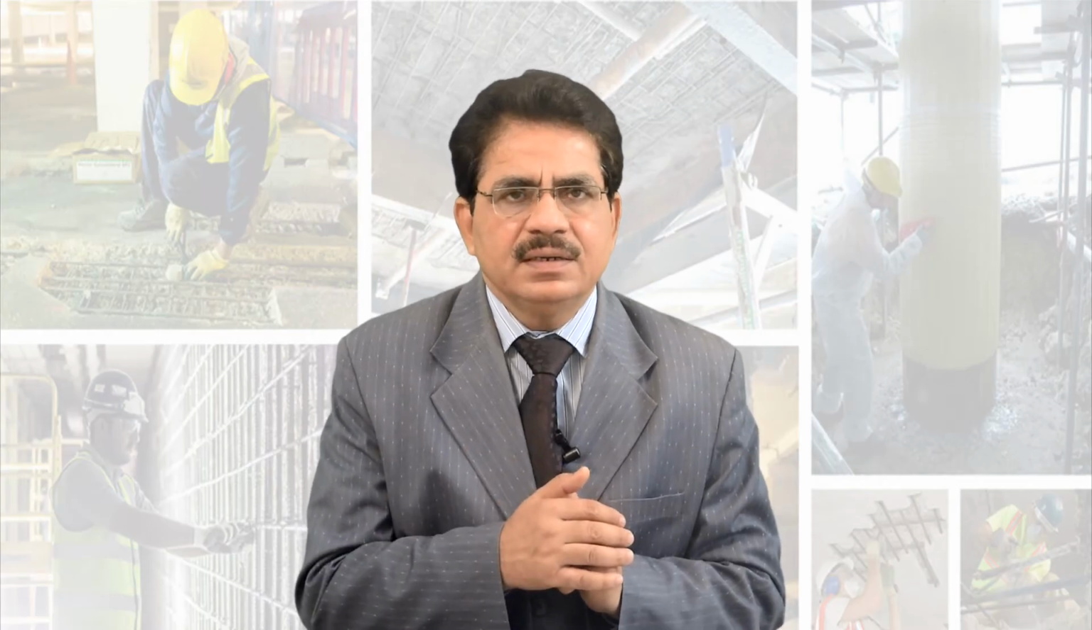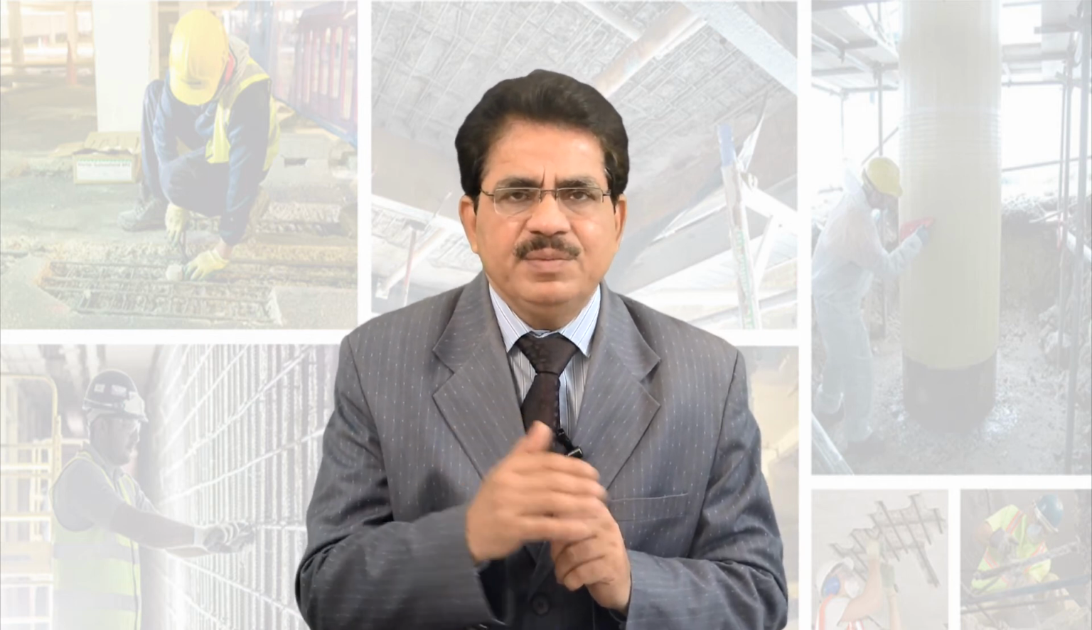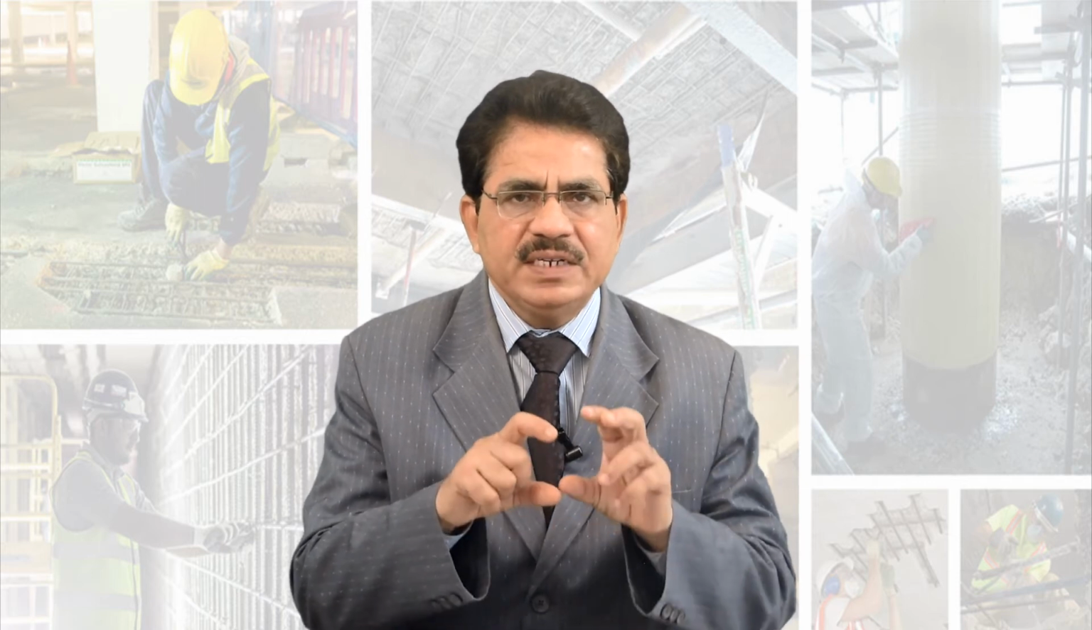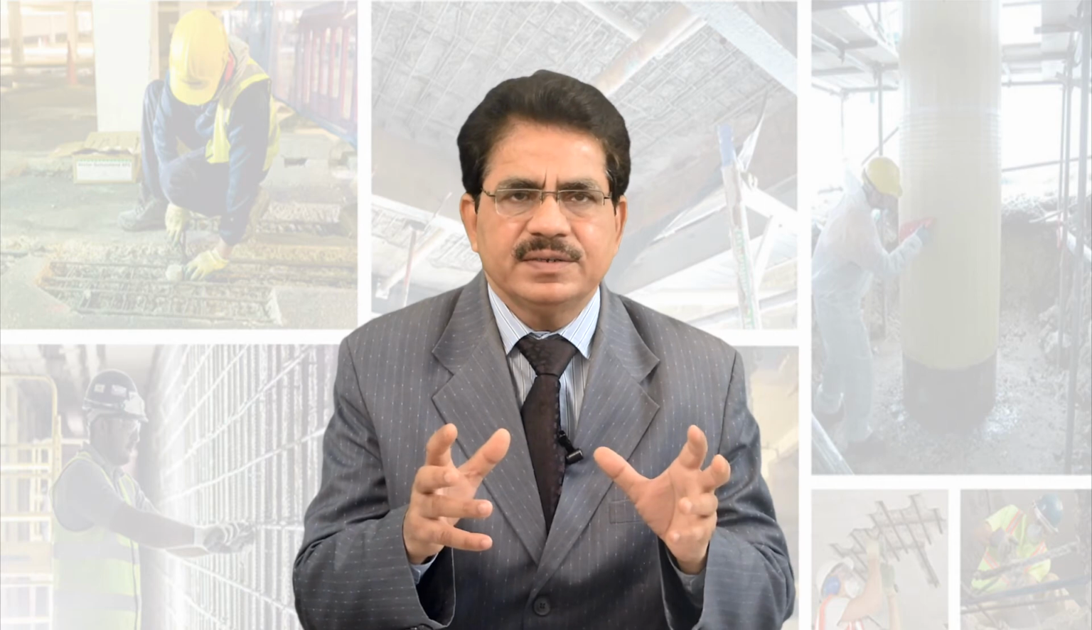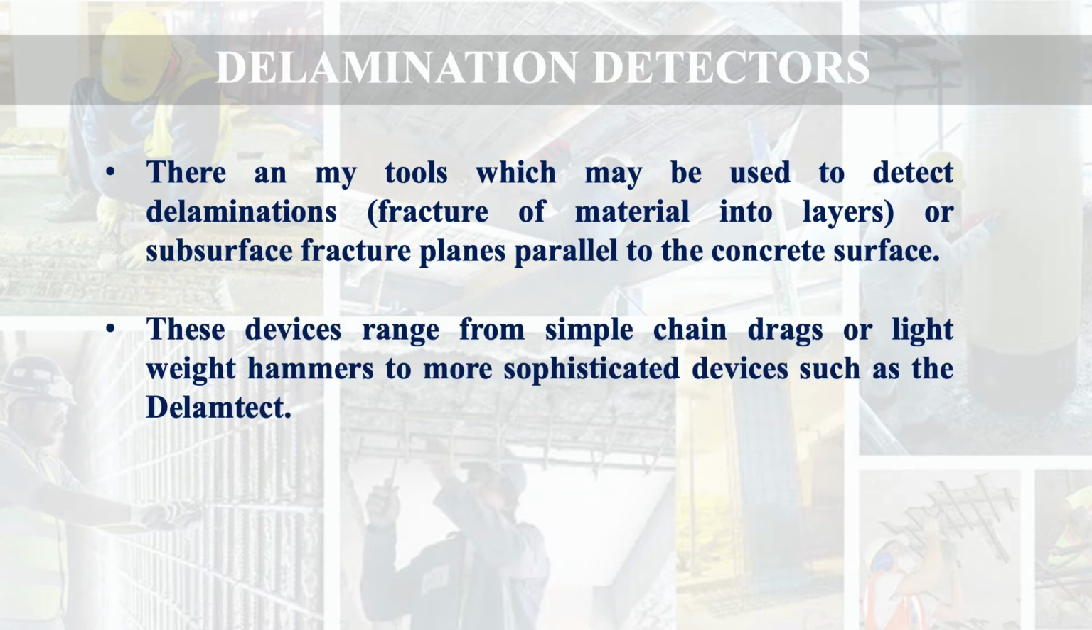Now next is delamination detectors. First understand what is delamination. Delamination is fracture of material into layers. So if there is some delamination in the material, that can be detected by delamination detectors. There are many tools which may be used to detect delaminations or surface fracture planes parallel to the concrete surface. These devices range from simple chain drags or lightweight hammers to more sophisticated devices such as the DelamTect.